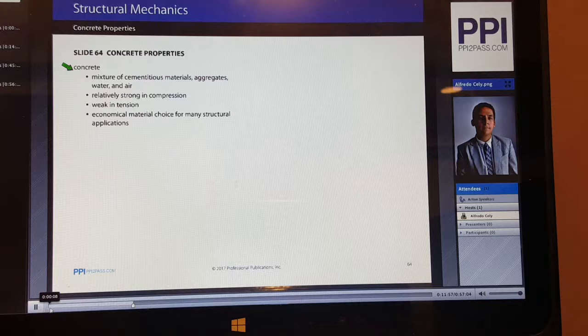Reinforced concrete is a term that we use when we have steel bars or meshes that are reinforcing the concrete. However, concrete by itself does not need to have any kind of steel component in it. Concrete by itself is just a mixture of cement, aggregate, water, and air.